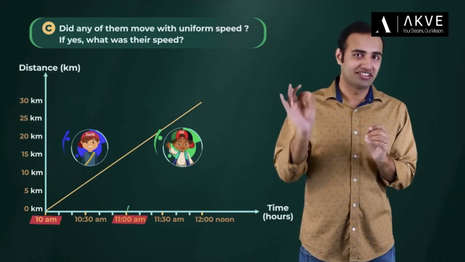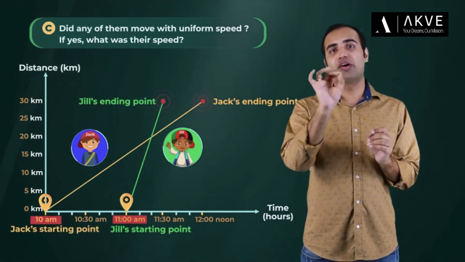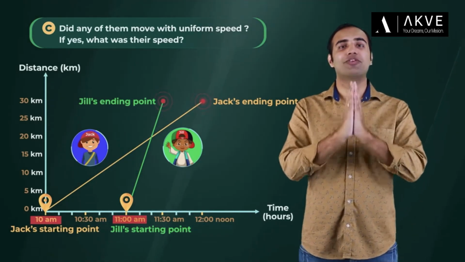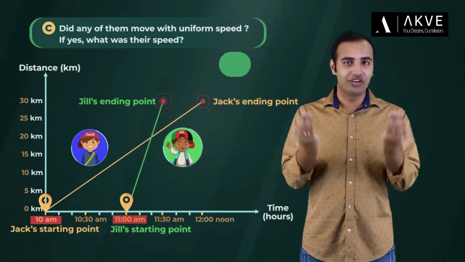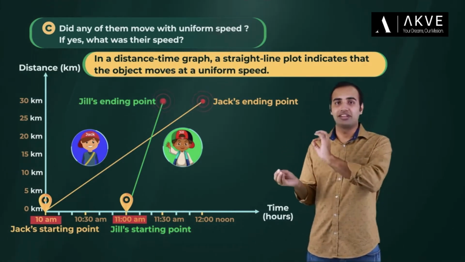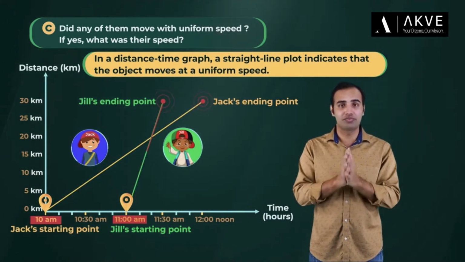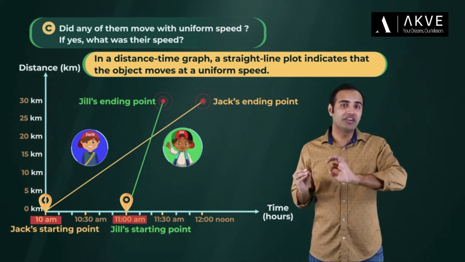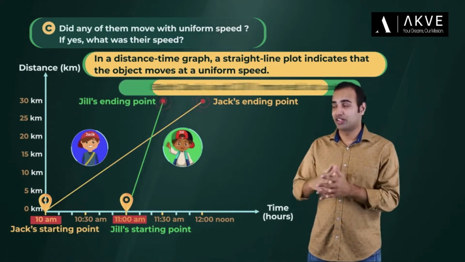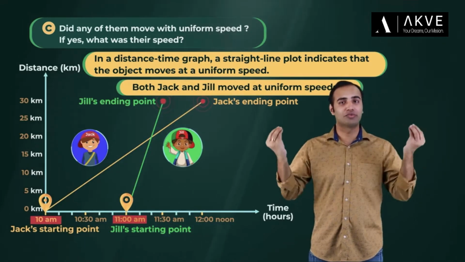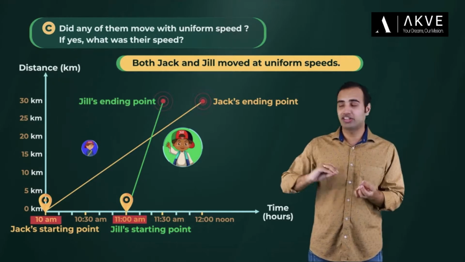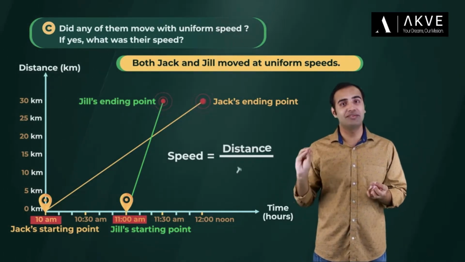Part C was to identify whether Jack and Jill moved at a uniform speed or not. And if they did, you were supposed to calculate the exact value of their speeds. Now you already know that in a distance time graph, a straight line plot tells us that the object moves at a uniform speed. Both Jack and Jill have perfectly straight line plots. So this means that both of them moved at uniform speeds. Now to calculate the exact value of their speeds, we need to use the formula speed is equal to distance divided by time over here.